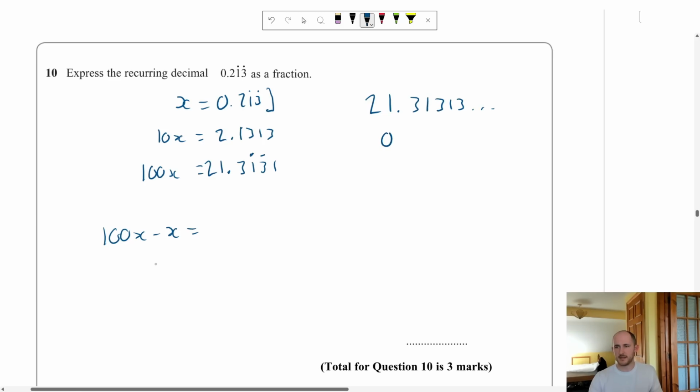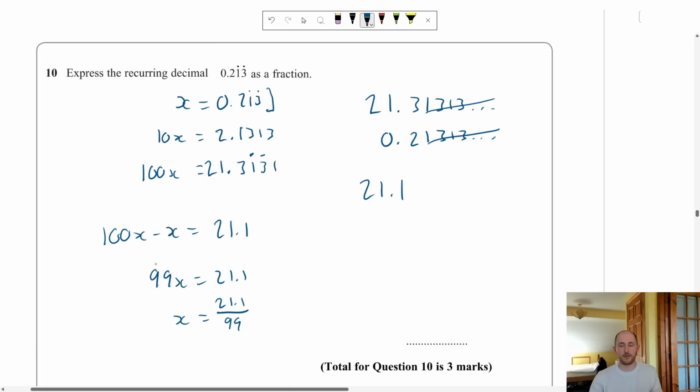And that will be 0 point and then 2, 1, 3, 1, 3, dot, dot, dot. And obviously the 1, 3s are cancelling, going on forever to infinity. So that would just give me 21.1. Yep, cool. So that's 99x equals 21.1. So x is equal to 21.1 over 99.